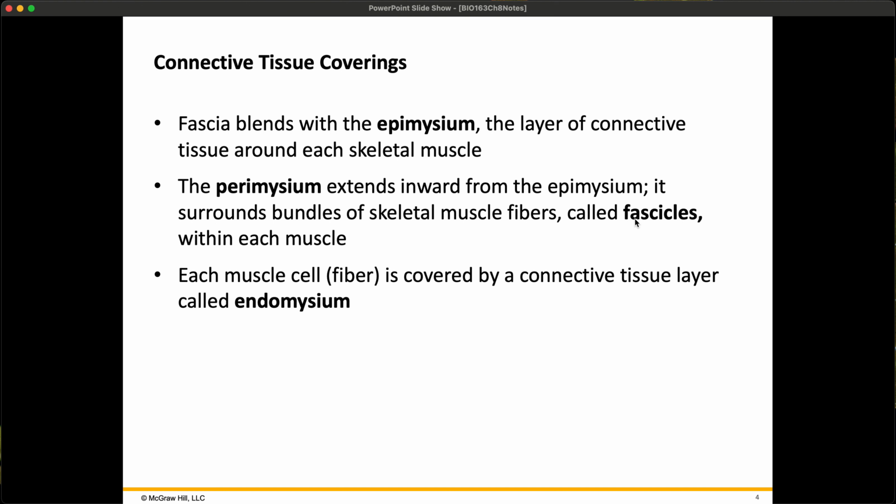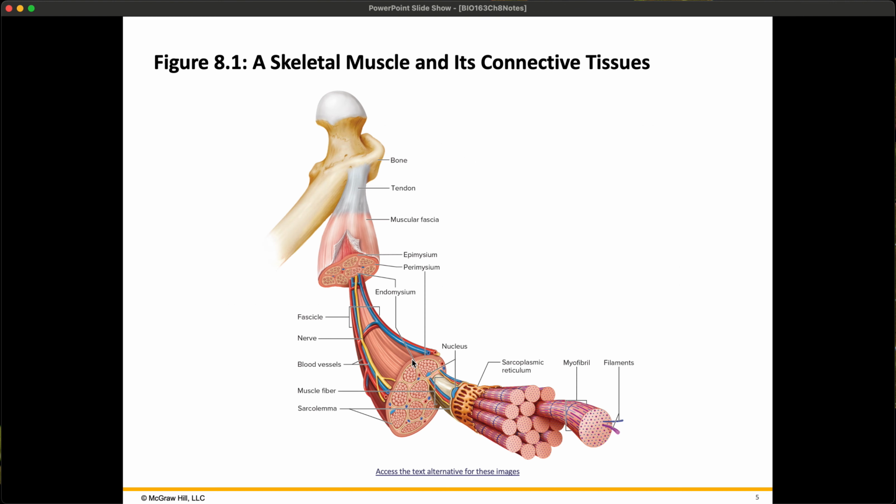And then multiple fascicles are bound with the perimysium to actually create the entire muscle, and that's your epimysium. So here's a picture of that. I would start up here with the bone, where it connects with the tendon to your muscle. You can start to see this epimysium.